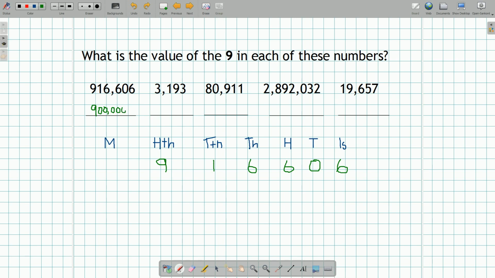Moving on to the next number. So I've got a 3 in the ones, a 9 in the tens, a 1 in the hundreds, and a 3 in the thousands. So here our 9 is in the tens column, so it's a value of 90. Next number.